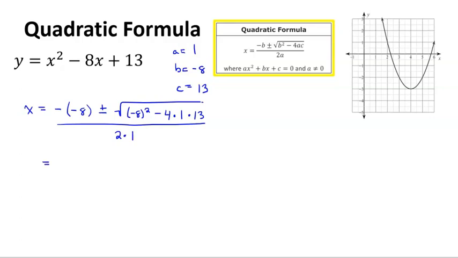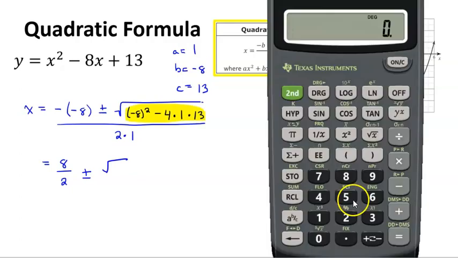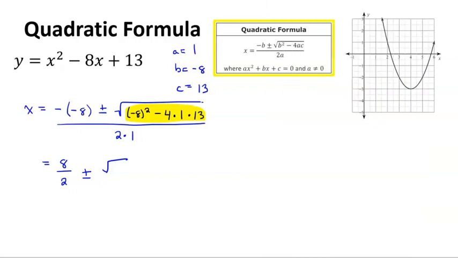From here, the -8 is going to be +8 over 2 times 1, which is 2, plus or minus, and then let's go ahead and put all that into our calculator. So with this one, I have open parentheses, 8 negative close parentheses squared minus 4 times 1 times 13 equals 12. And then that's going to be over 2 times 1, which is 2.